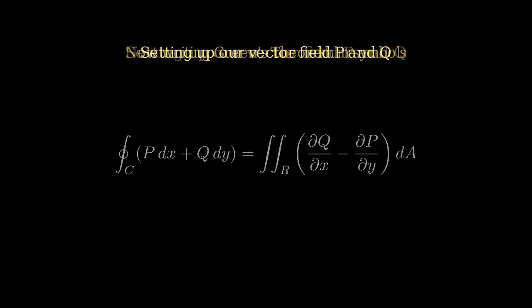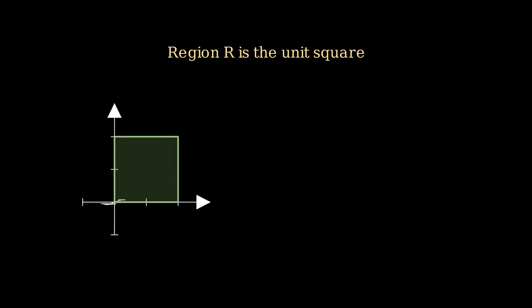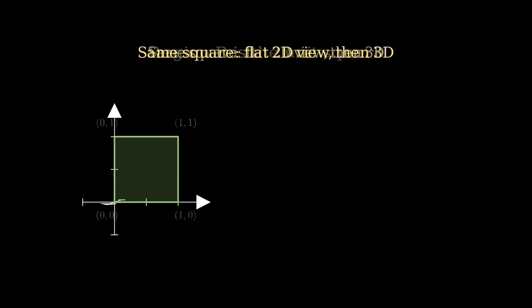Let's set up a worked example so we can see this rule in action. Our vector field has two parts, P equals x times y and Q equals x squared. Our region R is the unit square with corners at the points (0, 0), (1, 0), (1, 1), and (0, 1). Here is the two-dimensional view of that square, sitting flat in the xy plane.